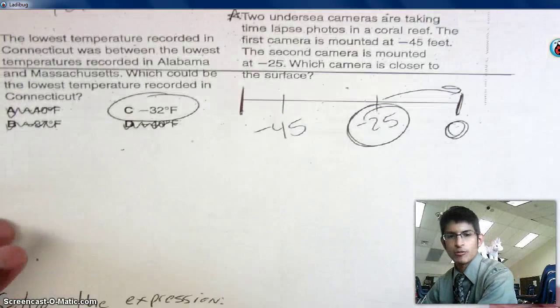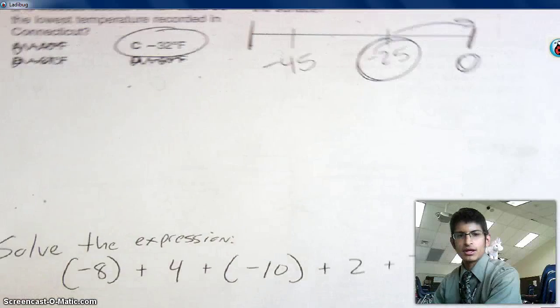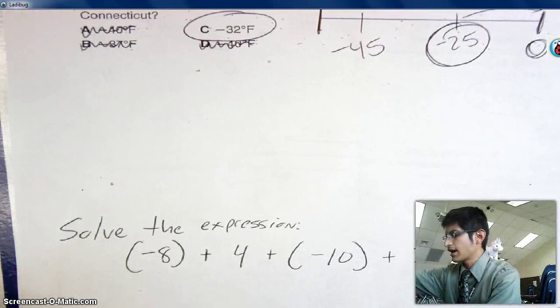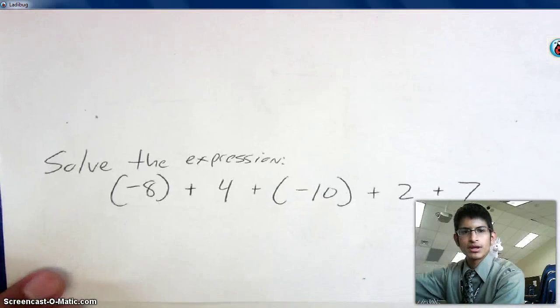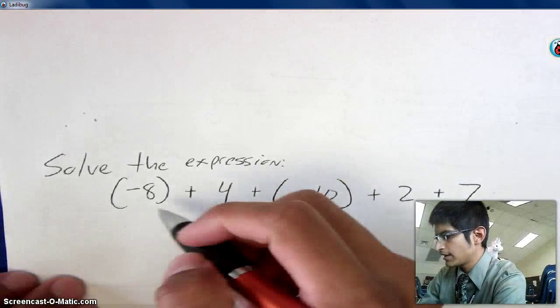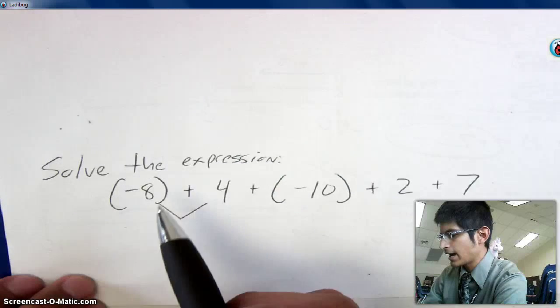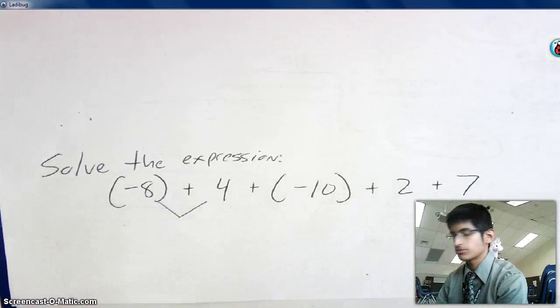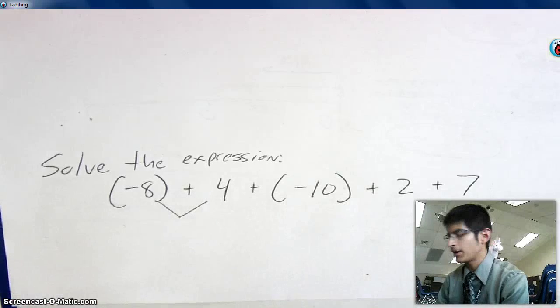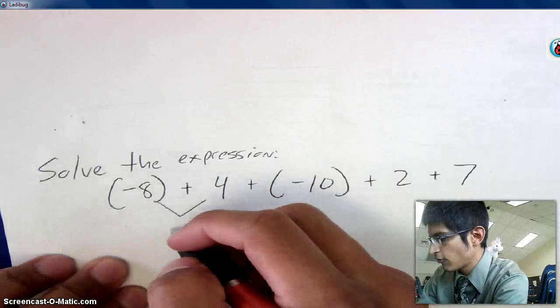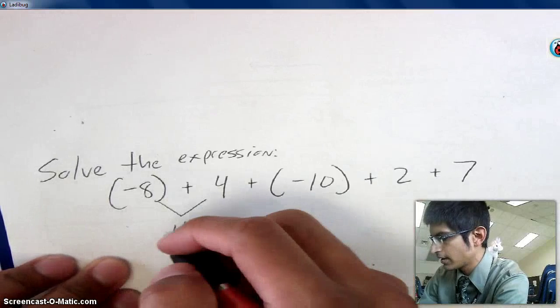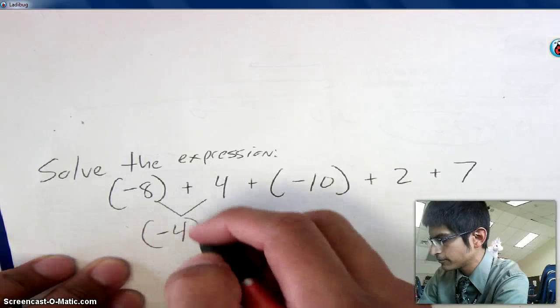All right, on my last question, I hope I have enough space to work this out. It says solve the expression. So left to right, we did one of these in the video yesterday. I'm going to go left to right. So negative 8 plus 4, whenever I'm adding a negative and a positive, I actually subtract because I make 0 pairs when I have negatives and positives. So that's going to be 8 minus 4, and then I have more negatives. So my answer is negative 4.